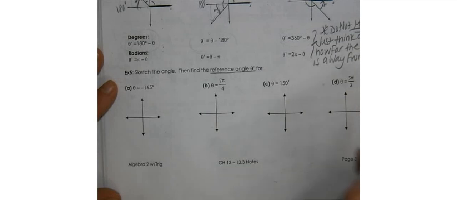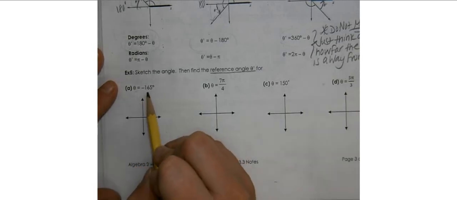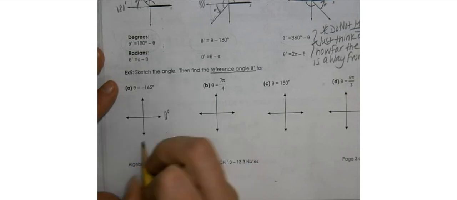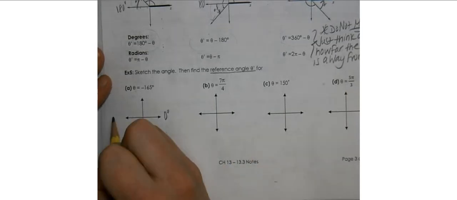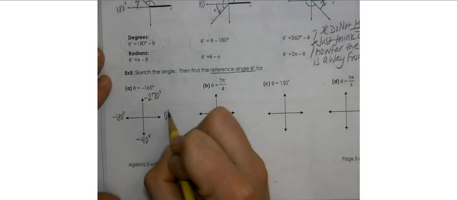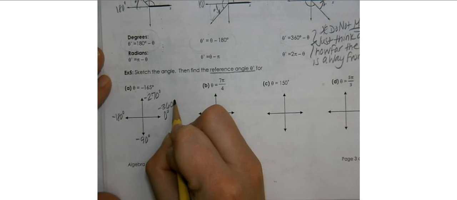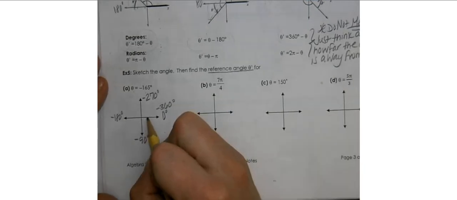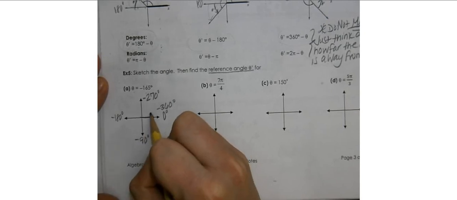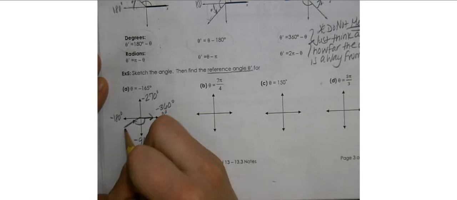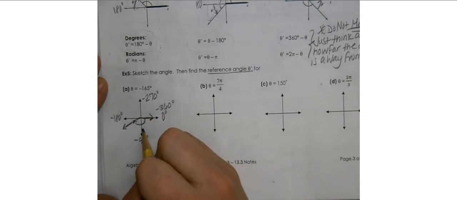So what we have here is theta is equal to negative 165. So I'm going to graph 165. Now notice that this is negative 165, so I'm going to label using negative degrees going all the way around the circle. So negative 165 is going to be located, here's my initial side, and it's going to be located about 15 degrees away from 180. So this is negative 165 degrees.